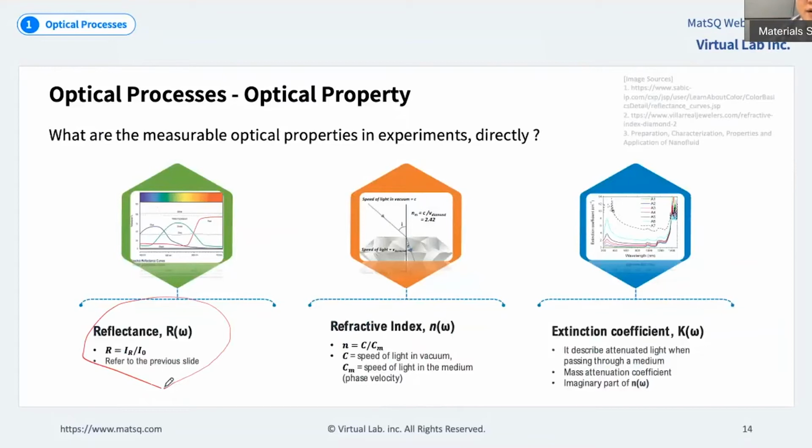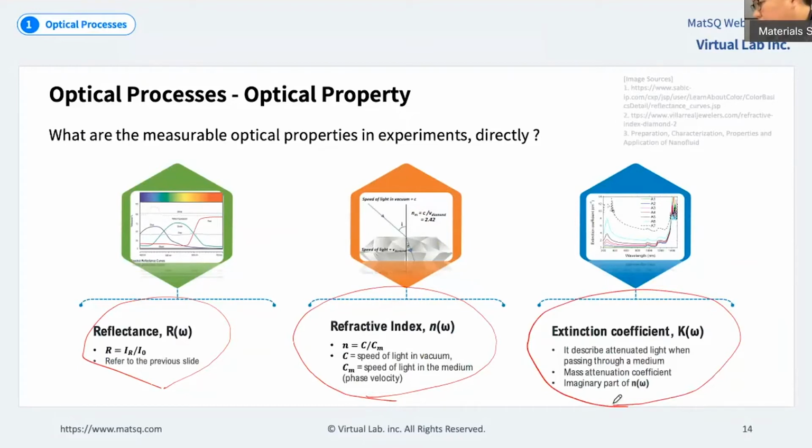IR over I0 details are already mentioned on the previous slide. Second is the refractive index n(omega). This can be defined by the ratio of the speed of light in vacuum and the speed of light in medium. Last one is the extinction coefficient k(omega). k is a function of frequency. It describes attenuated light when passing through the medium. It's also called the mass attenuation coefficient, and this is the imaginary part of the dielectric function.